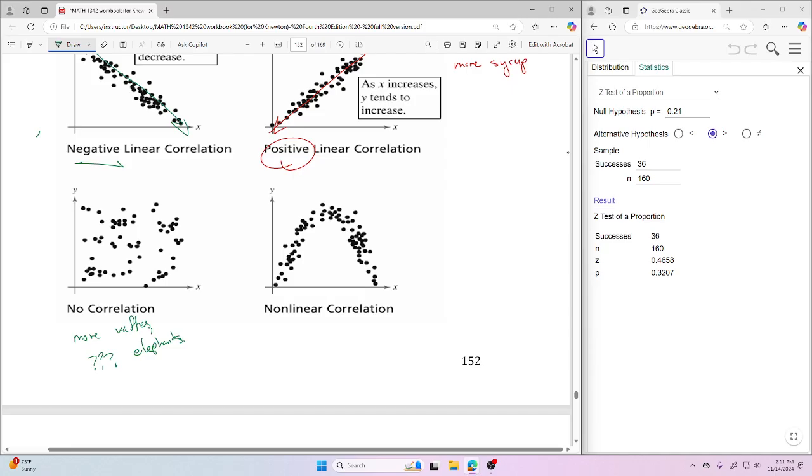It's just all over the place. You know what I mean? It just makes no sense. You can't relate them. And so nonlinear is the weird one.